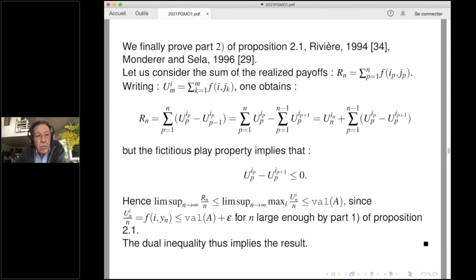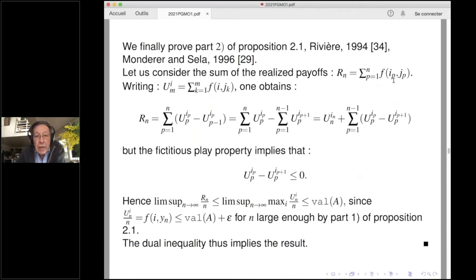It remains to prove the last part of the Robinson proposition, namely that the payoff on the trajectory of a discrete fictitious play process converges to the value. And it's very simple but very nice. You look at the set of realized payoffs.